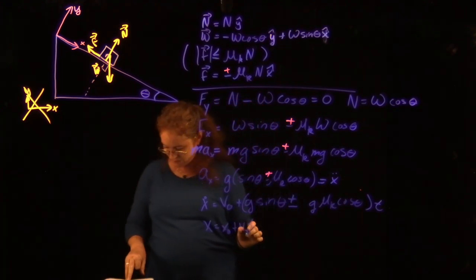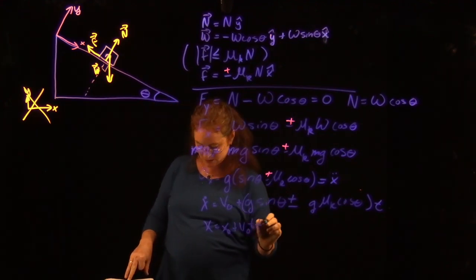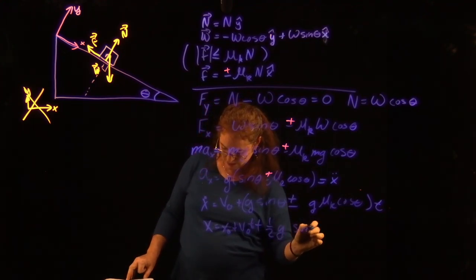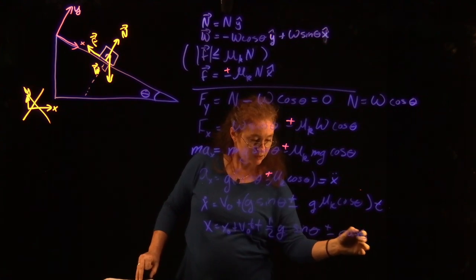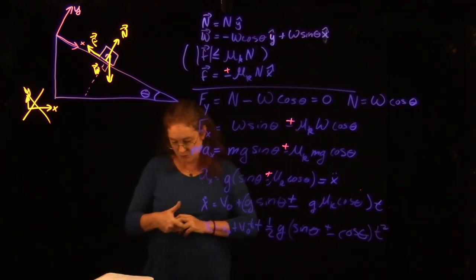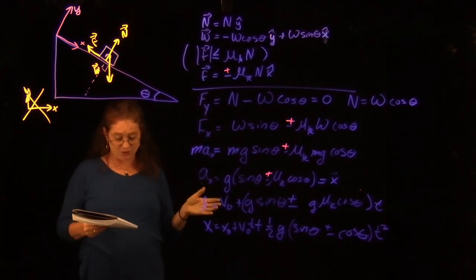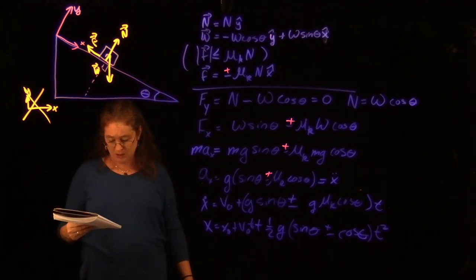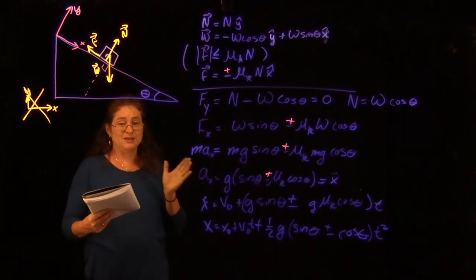And then if we have here, this is then one half g sine theta plus or minus mu k cosine theta t squared. All right, so just keep in mind, you can never let friction give you a negative acceleration. This term can never be bigger than that term. And that's really, you have to use your brain. You cannot take these equations and plug them in and use them blindly.